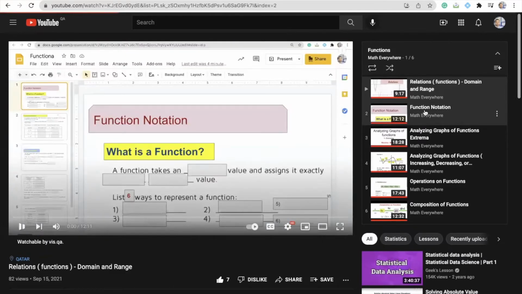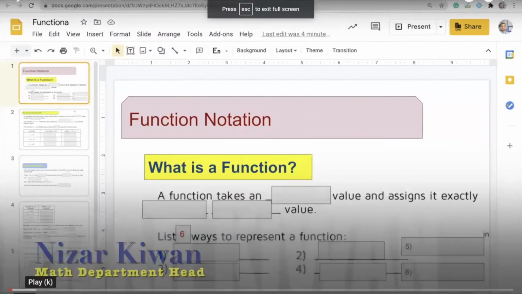And the second one, function notation. What is function notation, sweethearts? A function is the relation between y and x. The notation is, how can we call y? Give it another name as a function. We call it f(x): f, open bracket, x, close bracket. It's like me. My professional name is Nizar, but my nickname is Abu Saleh. It's like f(x) and y, the same.